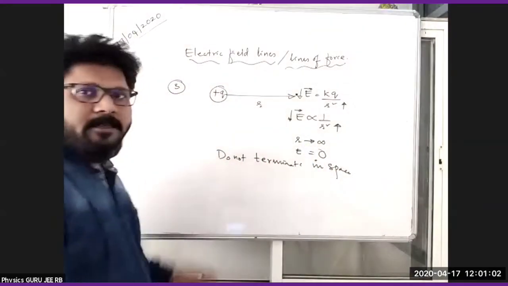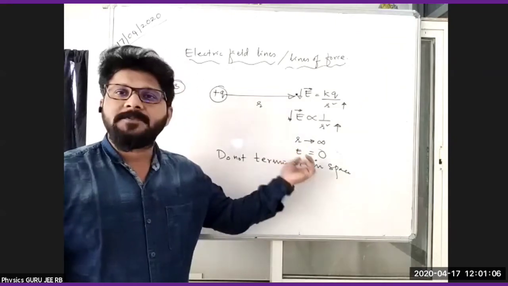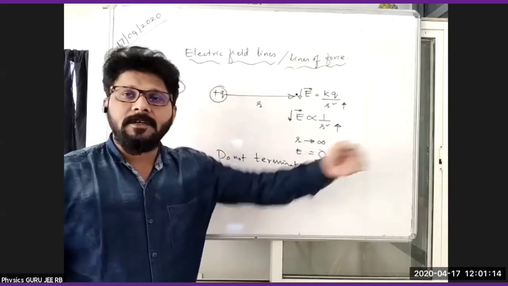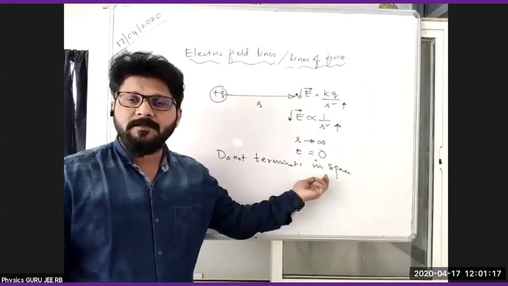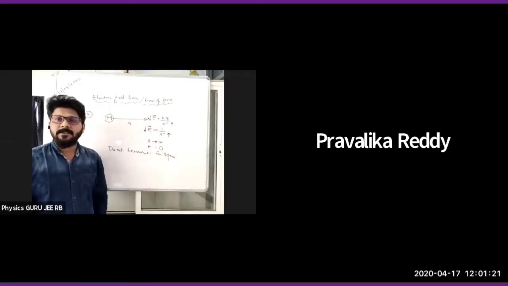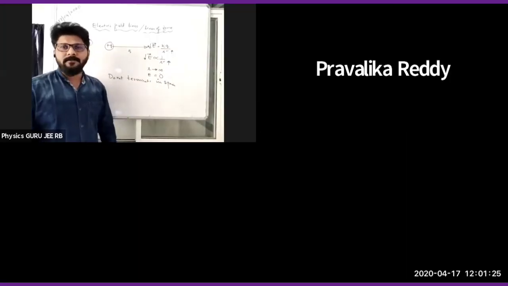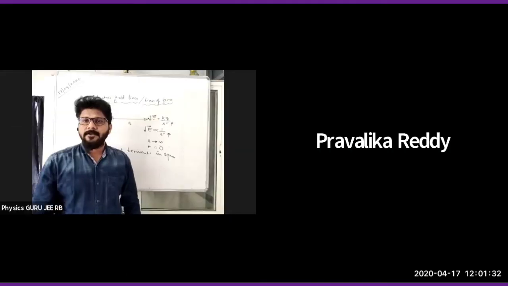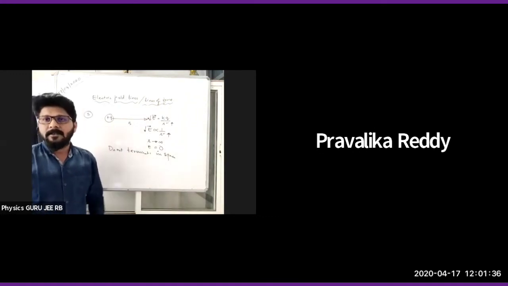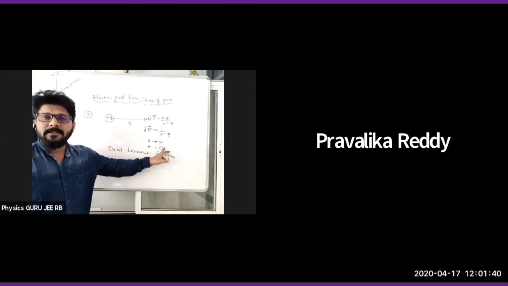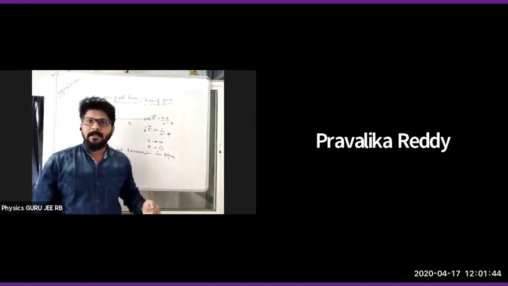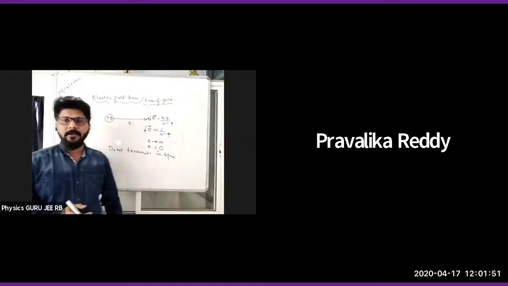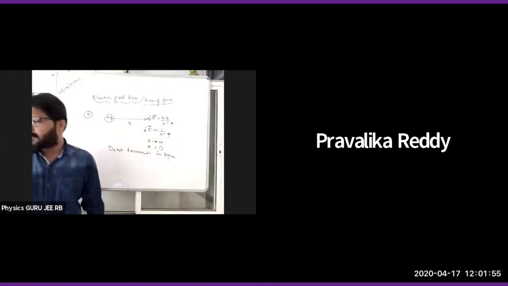See, they do not terminate. Terminate means they won't end in space, that means at infinite distance. At infinite distance only, E will become 0. Infinite is not reachable, so that's the reason they do not terminate in space. When electric field becomes 0, then it will stop. But we cannot reach infinite distance, so before infinite distance also there is an electric field. That's the reason they do not end. Where will it end? Only at infinite distance. Mathematically we cannot show infinite distance, so we say they do not terminate in space. Hopefully you got it. It is clear. Then we'll go to the next one.